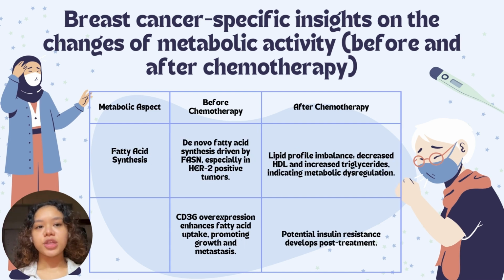Before chemotherapy, de novo fatty acid synthesis is driven by FASN, a fatty acid enzyme. There is also an overexpression of transport proteins like CD36. This could be a disruption of lipid metabolic balance, leading to accumulation of signaling lipids that can promote tumor growth and metastasis. Post-chemotherapy, high-density lipoprotein levels decrease and triglyceride levels increase. This indicates potential development of lipid resistance during the post-chemotherapy phase.